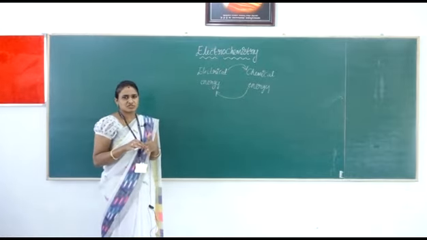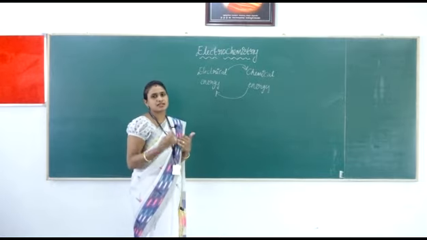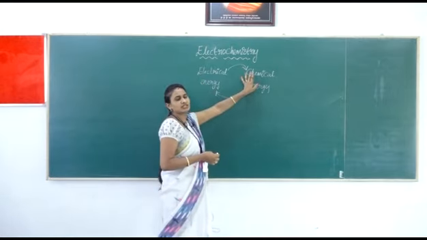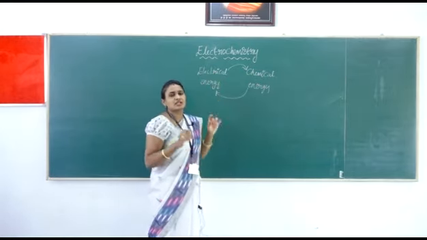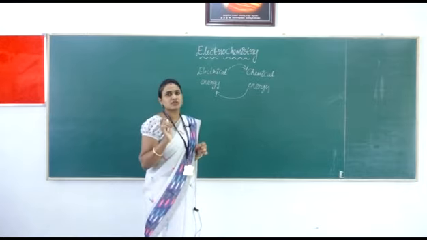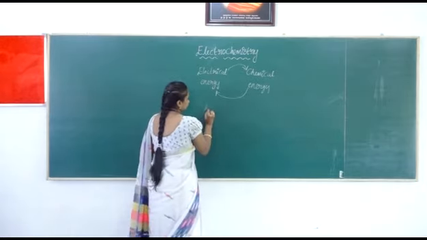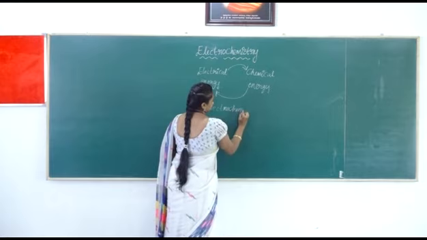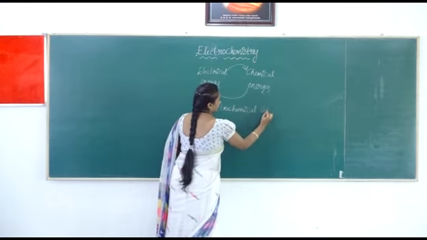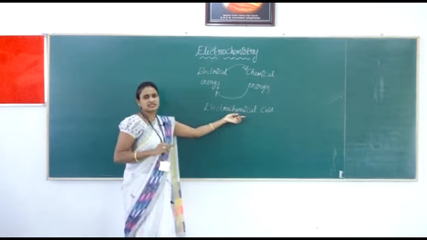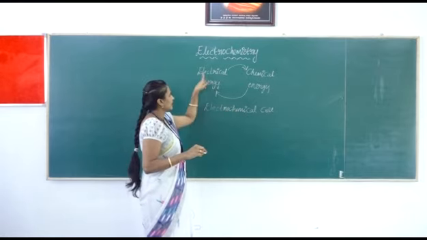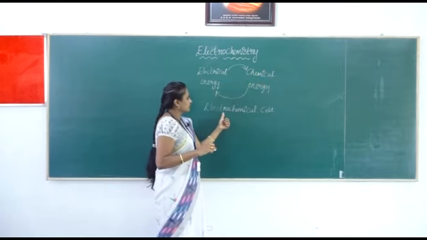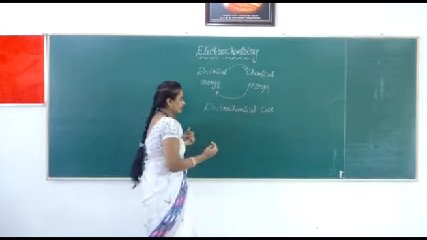Now, in electrochemistry, there are several cells or devices used to convert electrical energy into chemical energy and chemical energy into electrical energy. That device is called an electrochemical cell. An electrochemical cell is a device which converts electrical energy into chemical energy and chemical energy into electrical energy. This electrochemical cell is classified into two types.